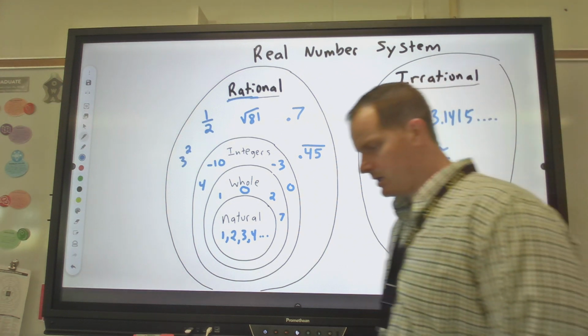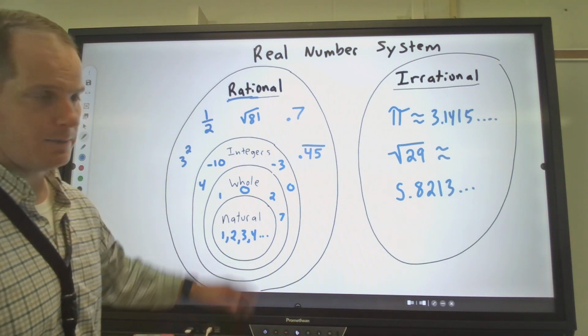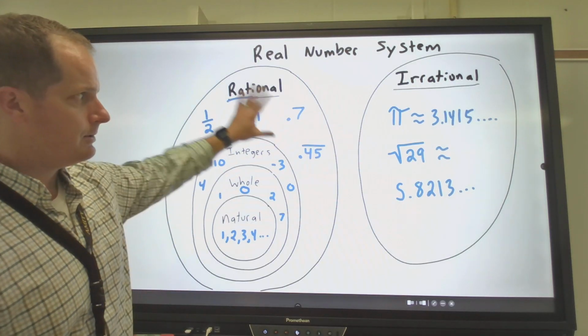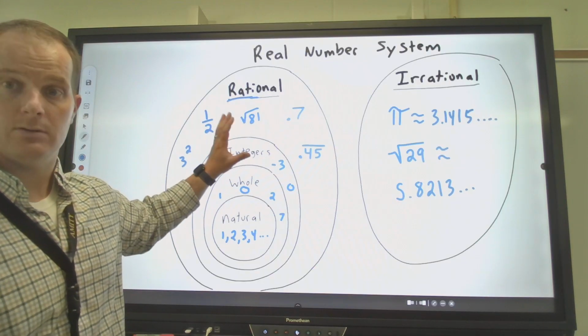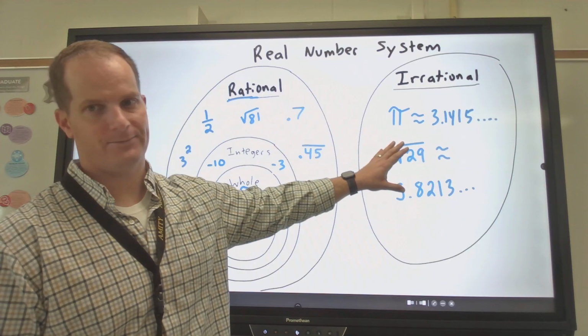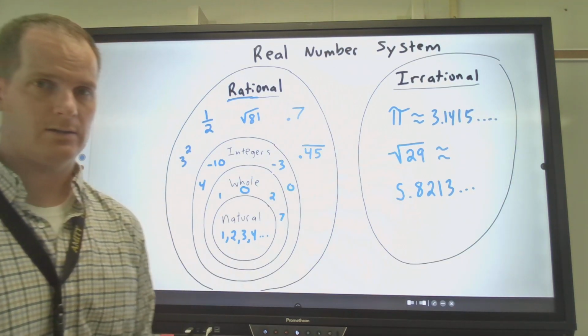So when we start talking about the real number system, it is made up of rational and irrational. And again, our goal is to be able to identify the difference between the two. Rational, you can represent as ratios in fraction form. Irrational, you can't, all right? You can only approximate or come close if you needed to.